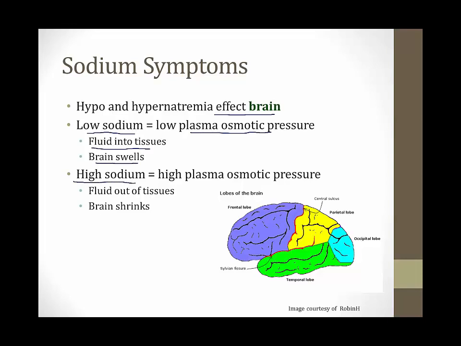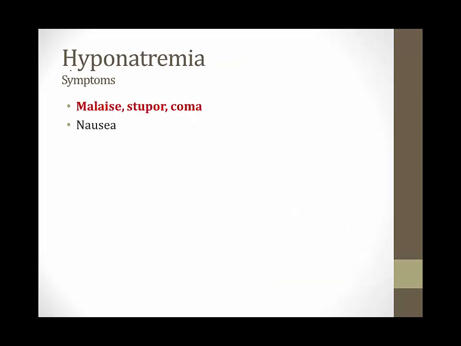Conversely, when there is high sodium in hypernatremia, there is high plasma osmotic pressure. This leads to fluid being drawn out of tissues and the brain shrinks, and that also leads to many of the symptoms of hypernatremia. So we'll begin by talking about hyponatremia or low plasma sodium. This tends to be more confusing for students than hypernatremia. Hyponatremia has a diverse set of potential causes and a number of tests that are typically done.